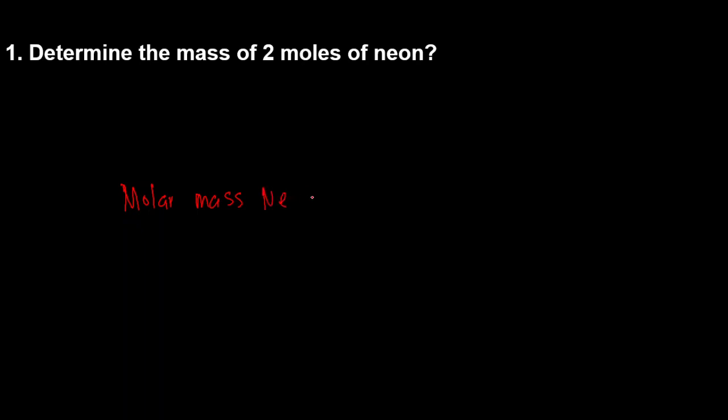Molar mass of neon: if you go to your table of elements, you would know that neon has a mass of 20.18 grams per mole. So again, this is 1 mole. If there are 2 moles, what do you think is the mass of neon? Approximately 40 point something.